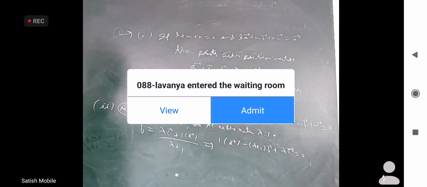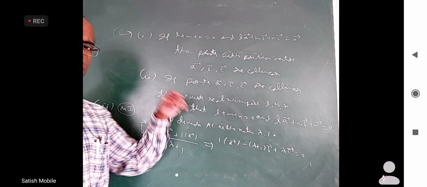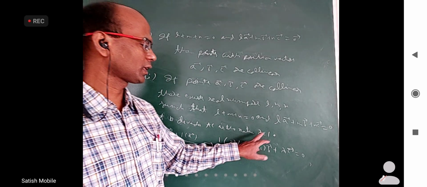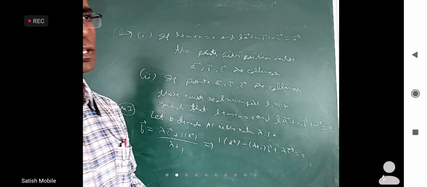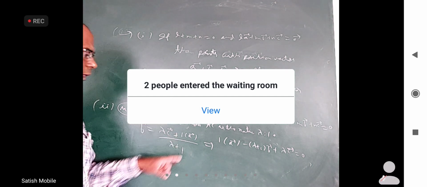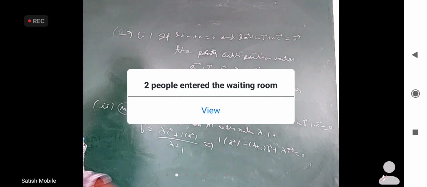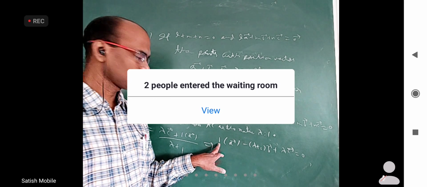So if they are collinear, point B will divide AC in some ratio, either internal or external. I am calling that lambda is to 1. If lambda is positive, internal ratio; if lambda is negative, external ratio. Applied section formula, bring this one here, send to that side. Now what is A bar coefficient? 1.